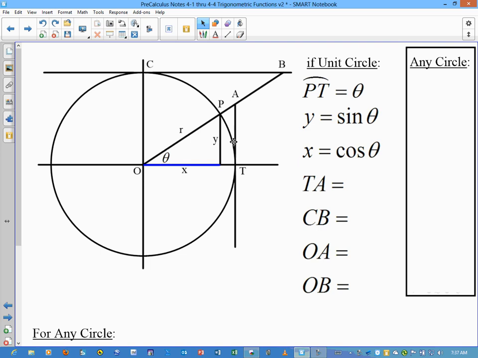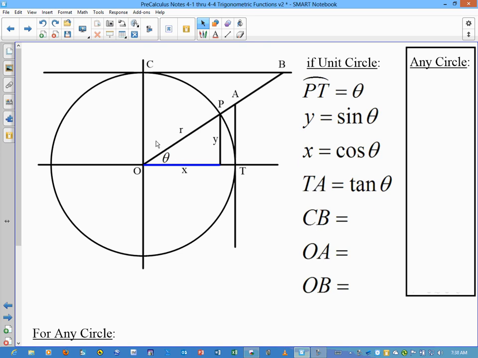Now we talked about PT being the length of the arc cut off by the angle, which is theta. And if we look at where the tangent line is here, then our angle cuts off segment AT, or segment TA, on the tangent line. So the length of the tangent line that is cut off by the angle is exactly what you would expect it to be. It is the tangent of theta.